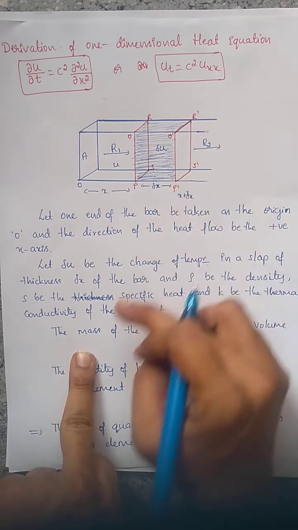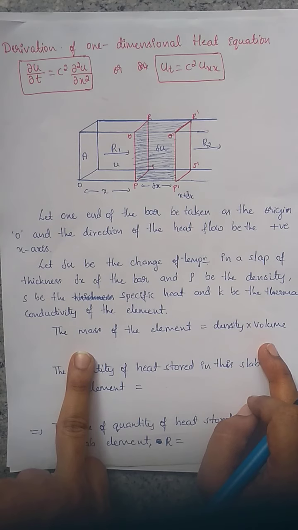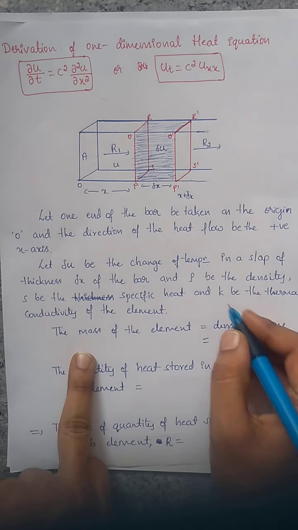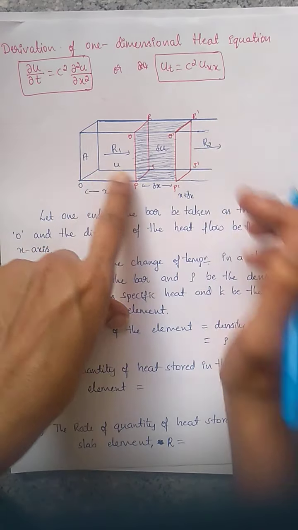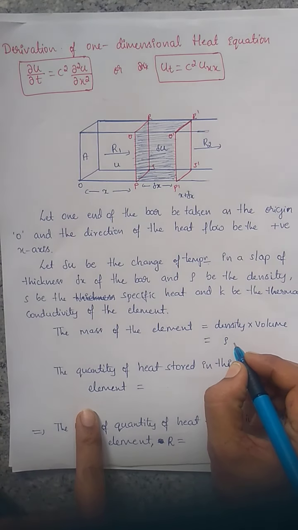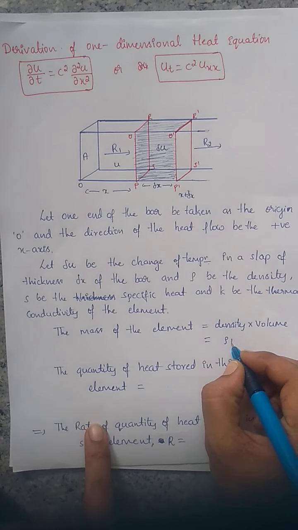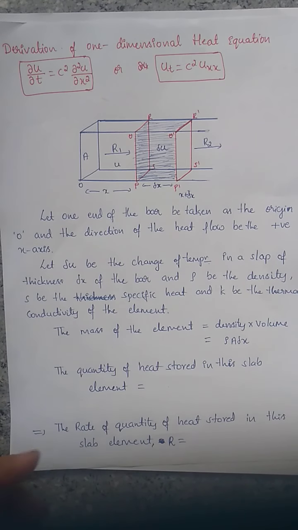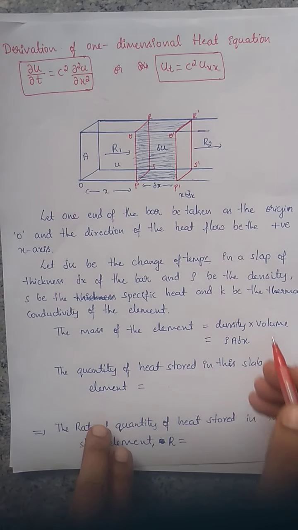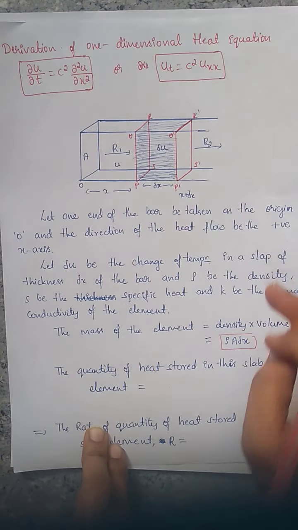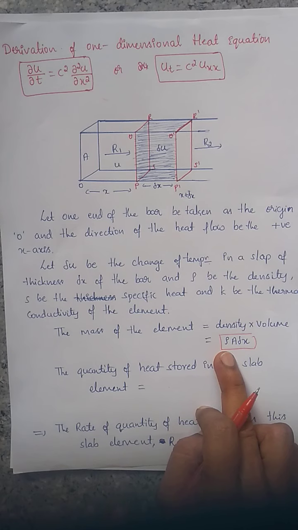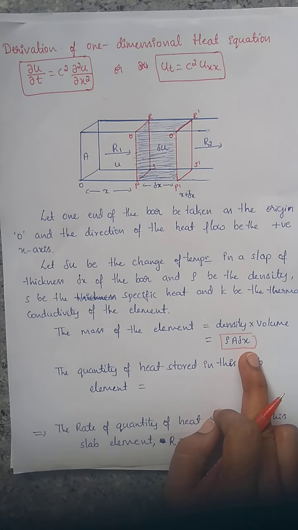So what is the formula for mass? Mass is density into volume. The density here is rho, and the volume is area A into thickness delta x. Therefore, the mass of this element is rho into A delta x.